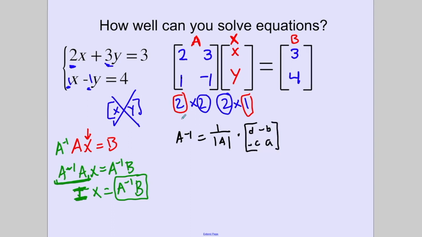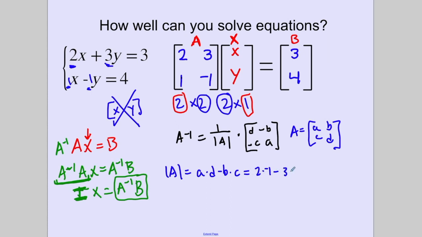All right, so let's find our determinant first. If we have a matrix A that is A, B, C, D, the determinant of A equals A times D minus B times C. And if we do that here, A times D is 2 times -1, minus B times C, so that's 3 times 1. This is going to give us 2 times -1 is -2, minus 3 is going to be -5. That's our determinant.